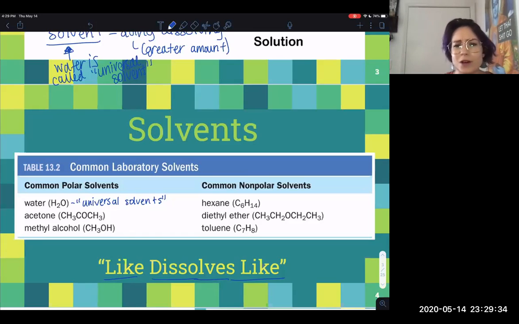You don't have to memorize this. This is just a table in your textbook of common solvents so you can see that, as you move forward, you remember, oh yeah, that's a solvent that is commonly used.